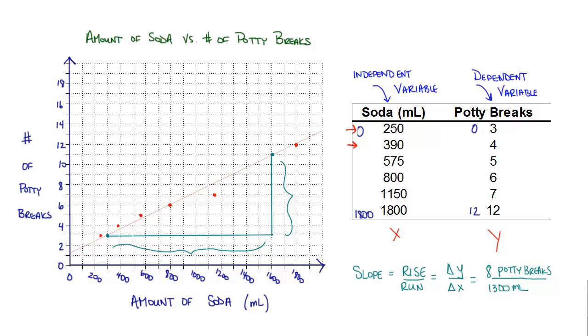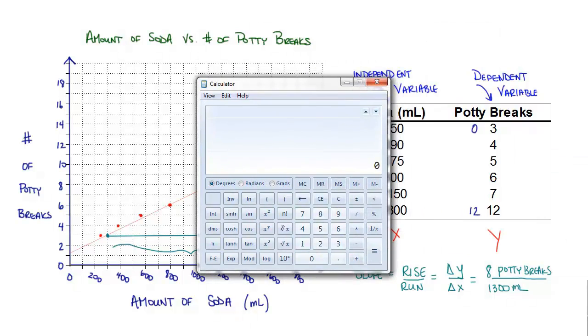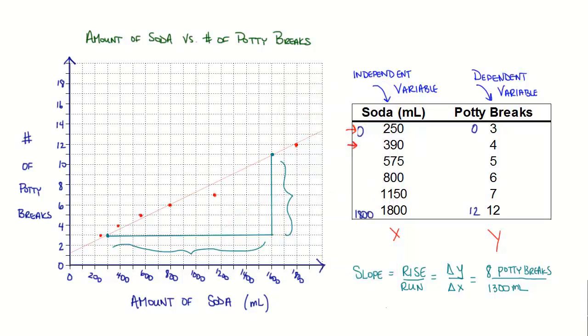Now, what do I do with this information? This isn't technically what I would want to represent in a lab report or something. I would need a decimal. So to do that, I take 8 divided by 1300, and I get 0.0062. So I'm going to round to 0.0062. And when I do that, I represent this as 0.0062. My unit is potty breaks per milliliter.